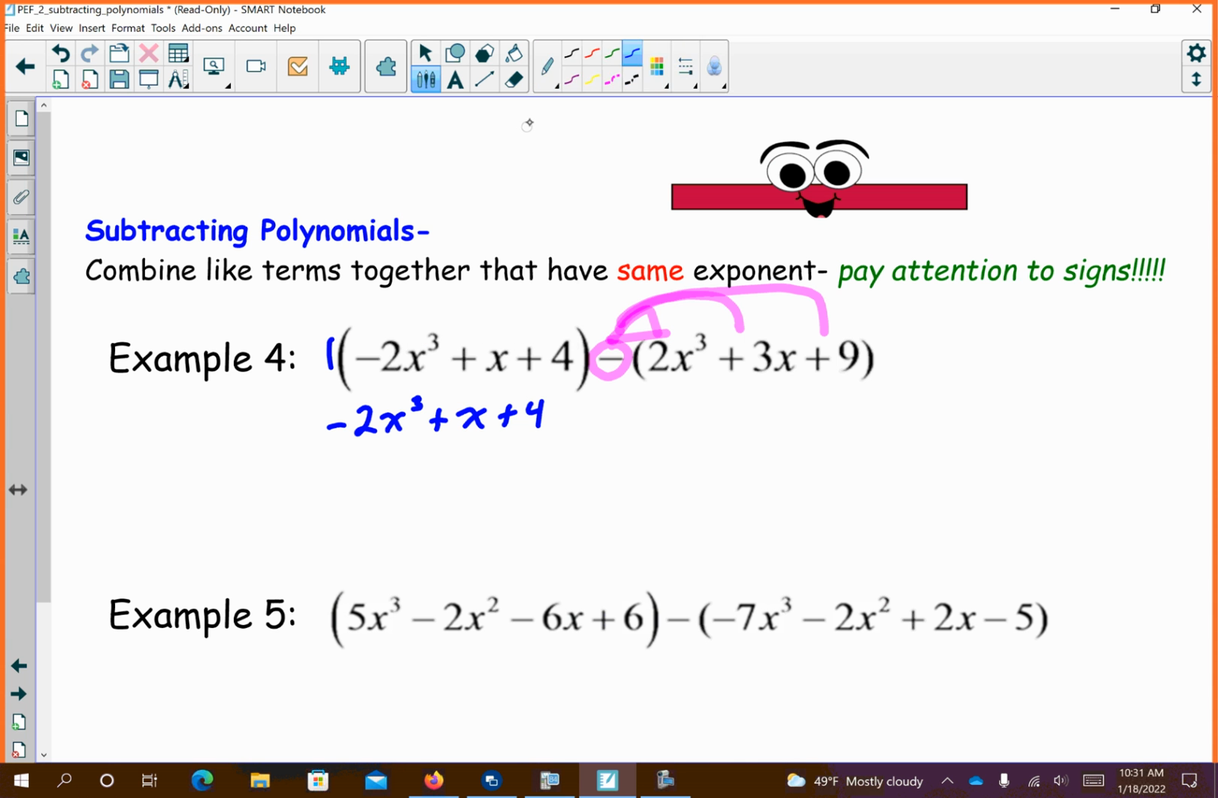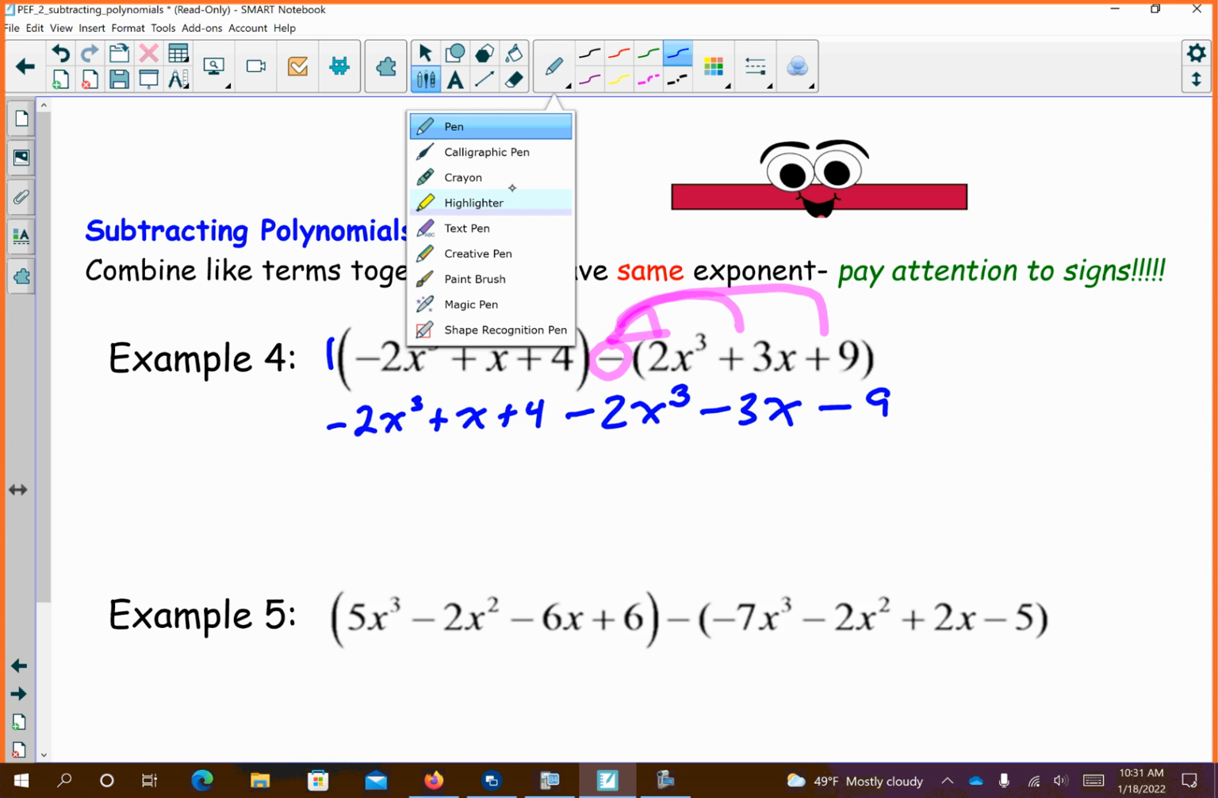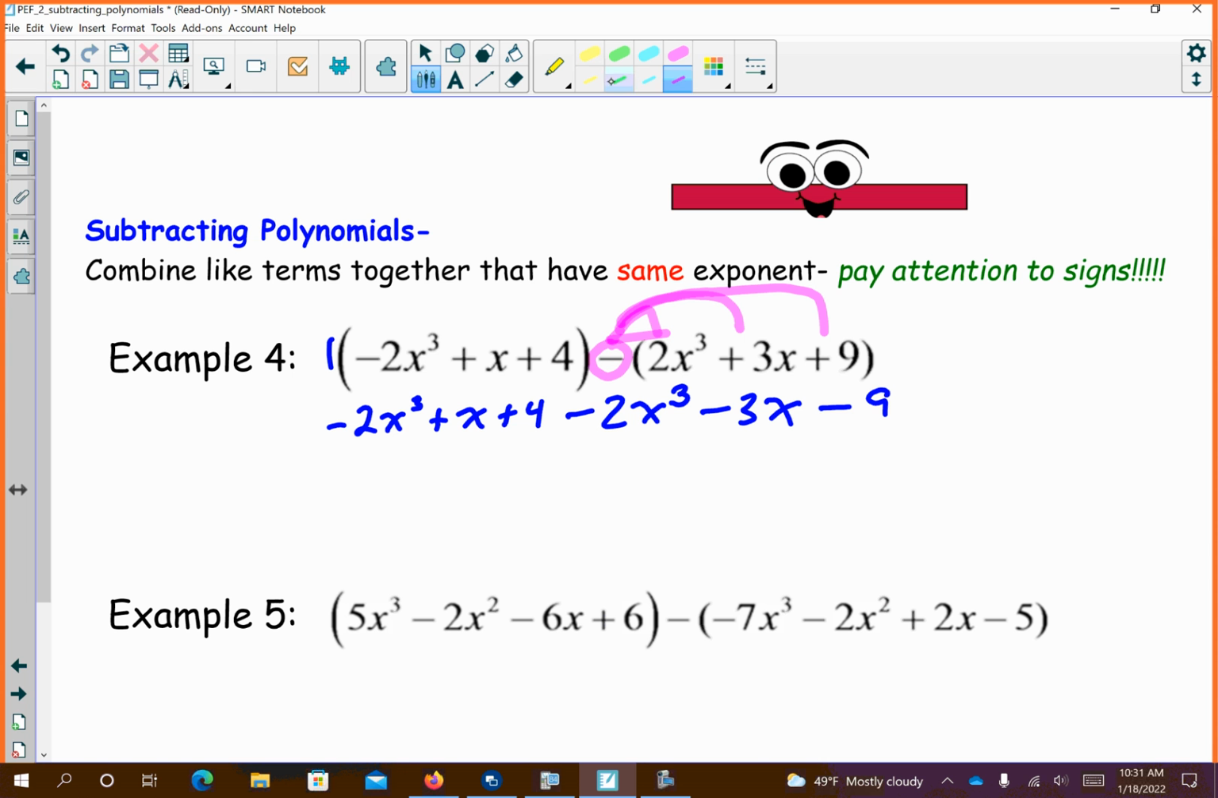So that negative sign is going to change all the signs. So I get minus 2x to the third, minus 3x, minus 9. Notice these signs all changed. Okay?